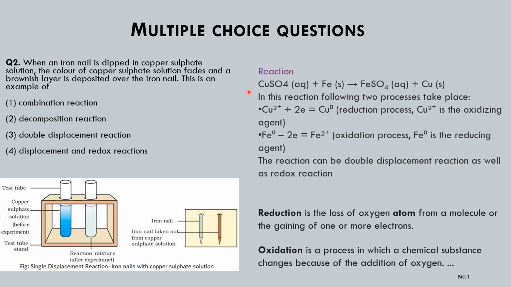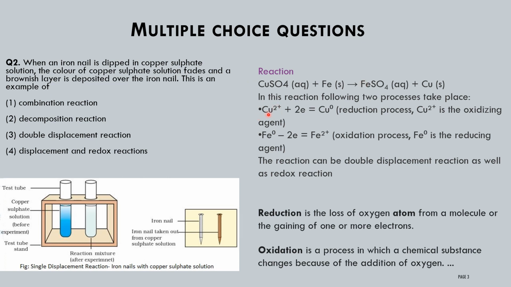Why here do we call it a double displacement? Because here it involves two metals, one is iron, another one is copper, and both their positions get interchanged. This type of reaction we call a double displacement. How? Listen here.